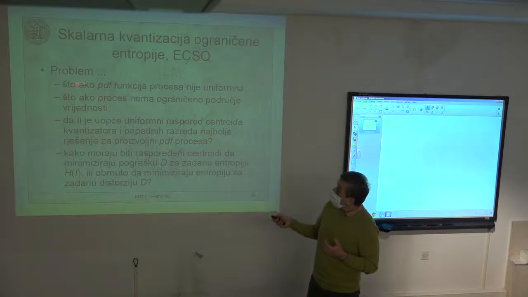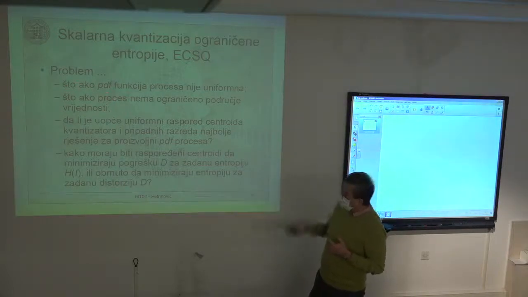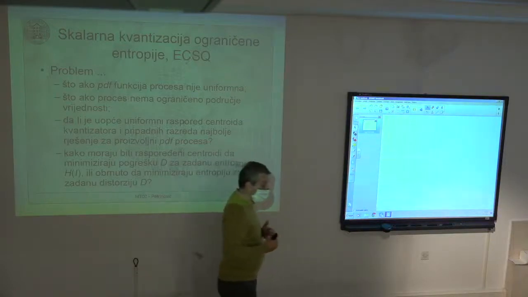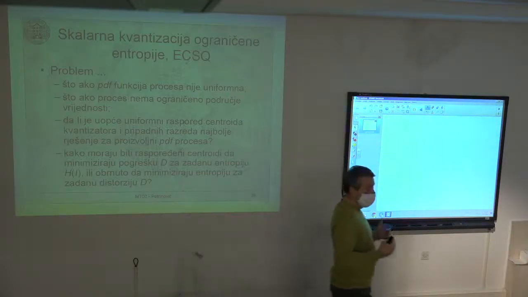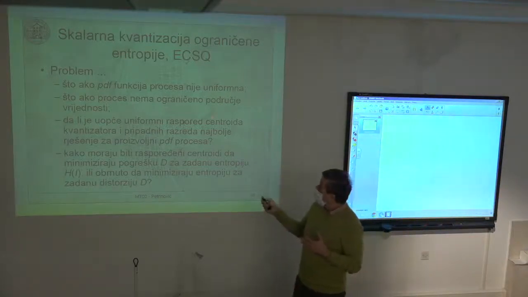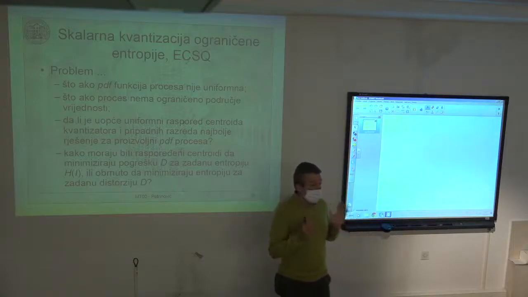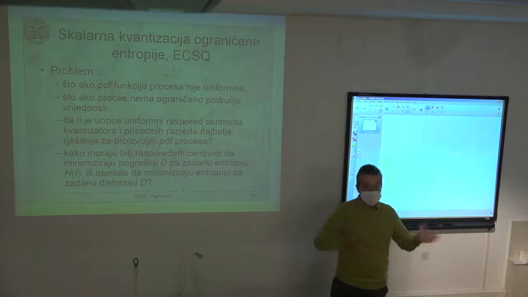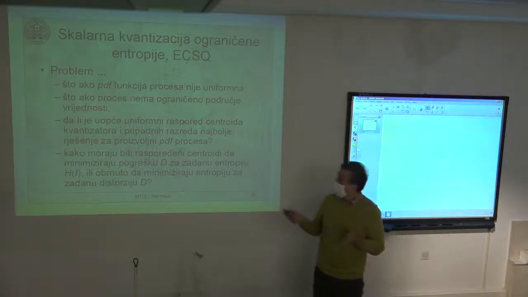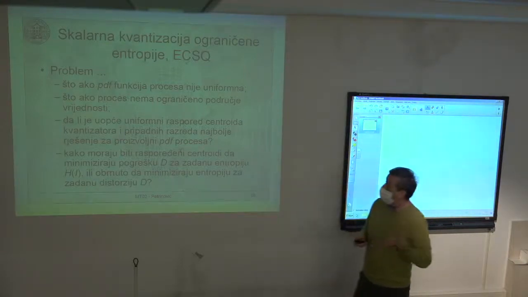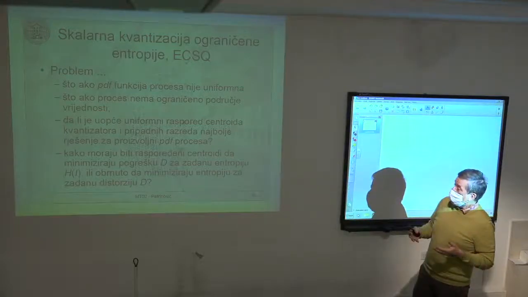Then what if the process doesn't have a limited codomain? That means, what if the values observed in the signal can be from minus infinity to plus infinity? In the case of uniform distribution, the values of the signal were always constrained to some range, minus 10 to plus 10, for example. But if we have a signal that has an infinite range of values, then how do we tackle such a process, how do we quantize such a process?